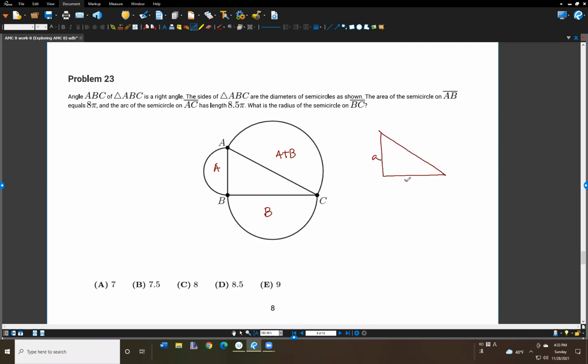This is a, this is b. This area is how much? a squared. This area is b squared. This area is a squared plus b squared, which is c squared. This is c. This equals the sum of these two areas. That is the Pythagorean theorem. It doesn't always have to be squares. This is always the Pythagorean theorem.